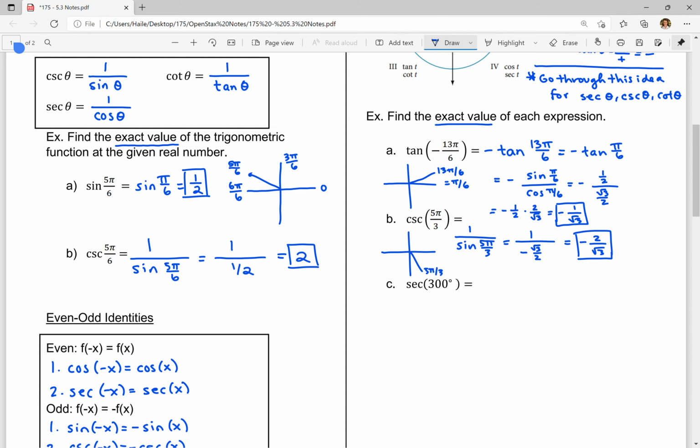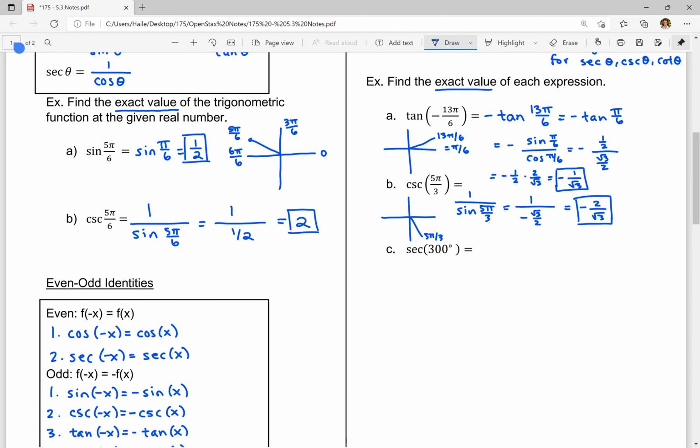And then in our final example, we're going to think about a problem in degrees since we've been doing everything in radians. So our final example with this type of example is the secant of 300 degrees. So the first thing we can do is we know that secant is the reciprocal of cosine, so we can turn our problem into 1 divided by the cosine of 300 degrees.